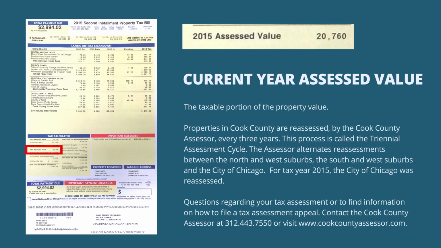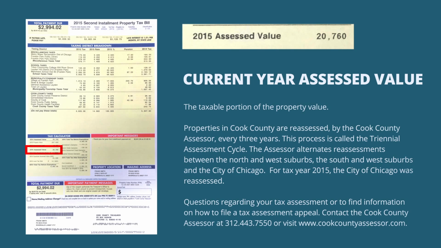Properties in Cook County are reassessed by the Cook County Assessor every 3 years. This process is called the triennial assessment cycle. The assessor alternates reassessments between the north and west suburbs, the south and west suburbs, and the city of Chicago. For tax year 2015, the city of Chicago was reassessed.